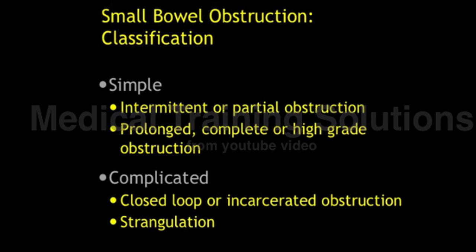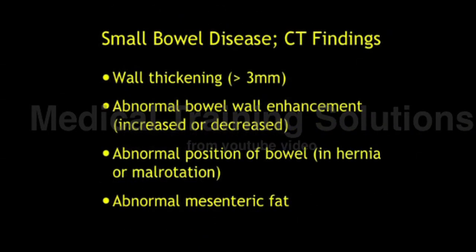Now, when you look at the small bowel, regardless of the technique, CT enterography or otherwise, things we look for: bowel wall thickening over 3 millimeters, which means if the wall is seen, it's thick. Abnormal enhancement: is the enhancement increased or is it decreased? What about position of the bowel? Is it in a hernia or is there malrotation? Can we get secondary signs from the mesenteric fat? Is the mesenteric fat inflamed? Are there nodes in the mesentery? Is there an abscess? Is there something else we can suggest?